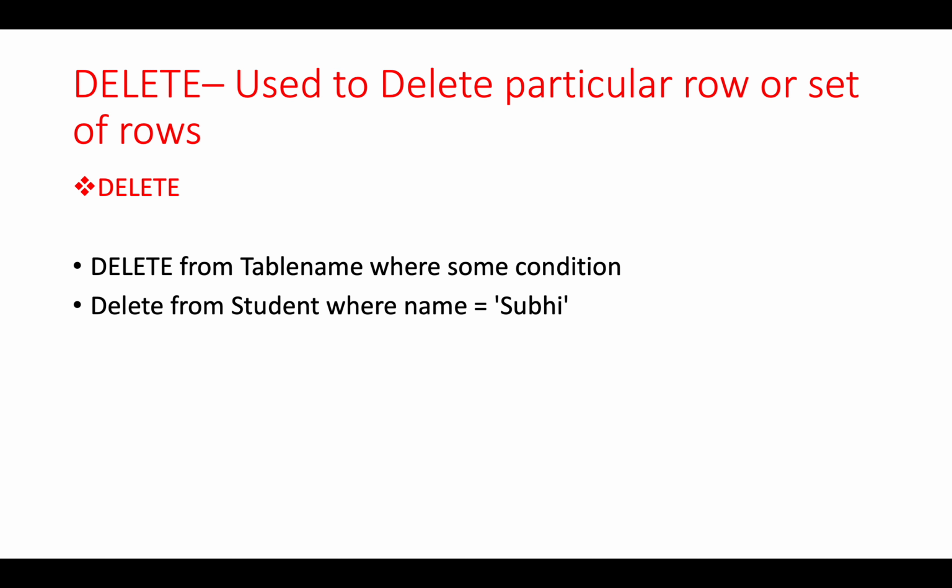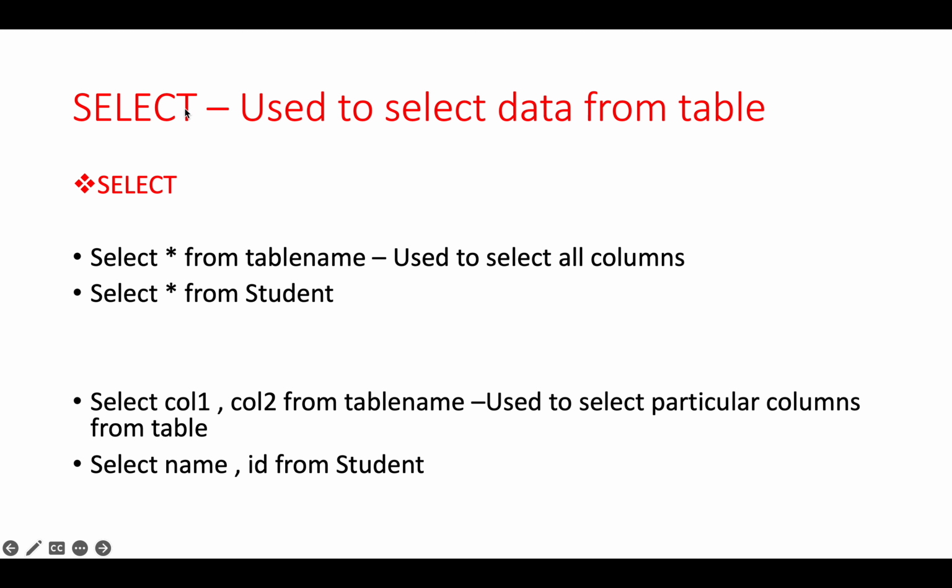Now we will discuss data query commands. We have one command, the select command, which is used to select data from the table. We can use select star from the table name. Star is used to select all the columns in the table. Suppose there are 5 columns, then all the columns will be displayed. Or you can use select column 1, column 2 from the table name, which is used to select particular columns. Suppose in a table there are 5 columns, but you only need the information of 2 columns, so you can use name and id.